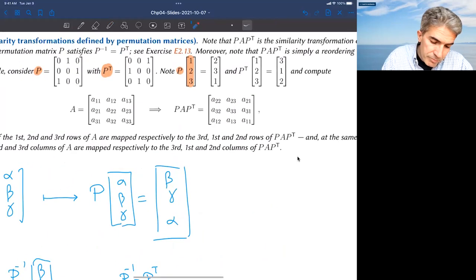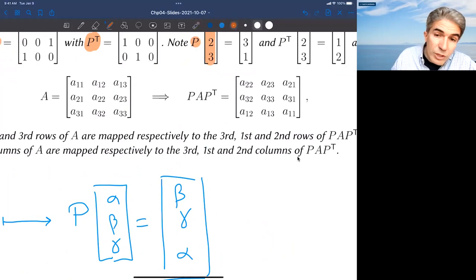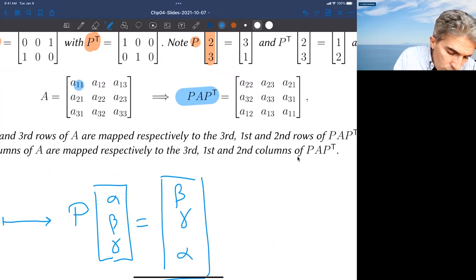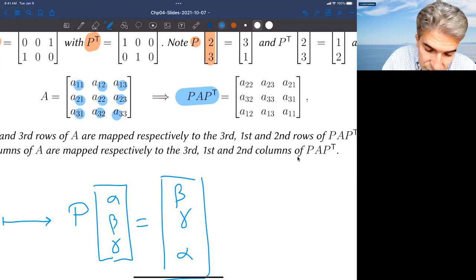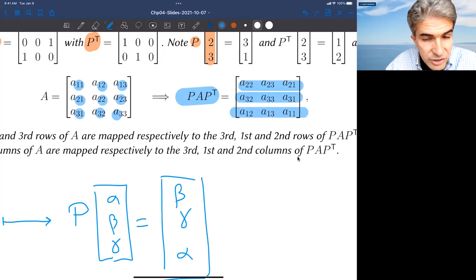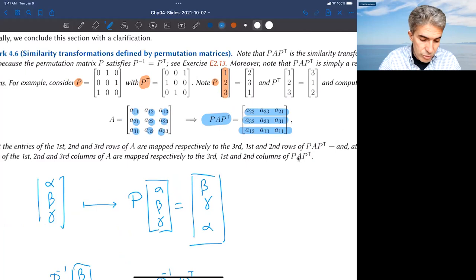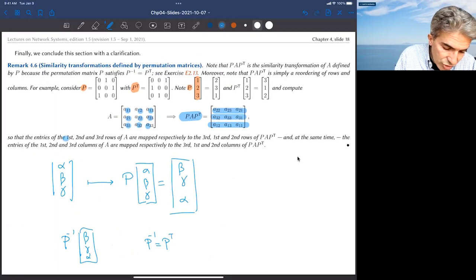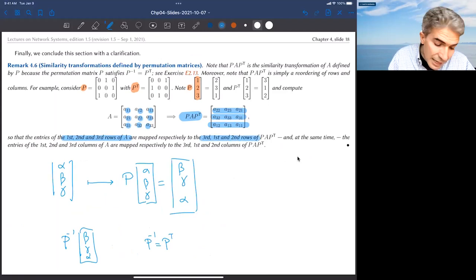And finally, I'm not going to do it by hand because it would be a little bit tedious. When you do a similarity transformation using a permutation matrix, that's what I do here. If you look carefully, I have taken a matrix A with entries 1,1, 1,2, 1,3, and so forth, and I've just reshuffled them. They're all here. They haven't gone anywhere. They're the same numbers, but I have just remapped them. For example, the entries of the first, second, and third rows of A are mapped respectively to the third, first, and second rows. At the same time, the columns are also mapped. So you're basically shuffling rows and shuffling columns. Well, permuting, actually the correct word is permuting.